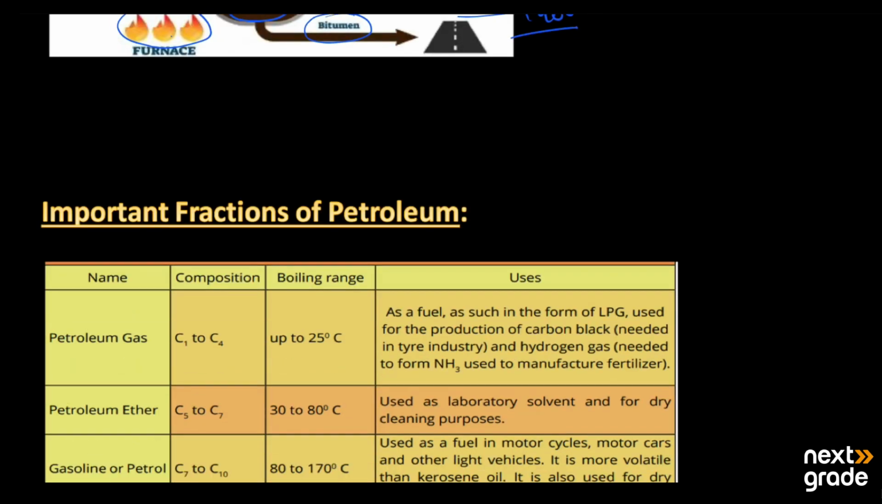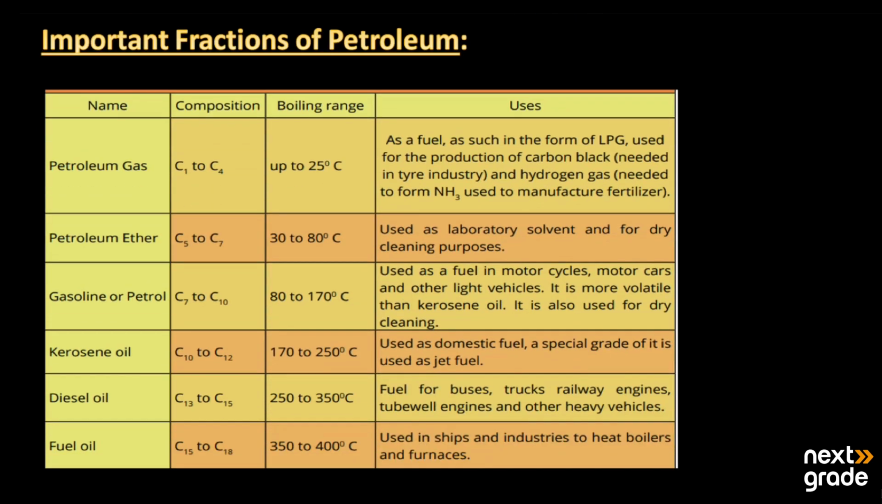Now, the fractions that we gain, how important they are, and how they can be used. Have a look at it. The first fraction we gain is the petroleum gas. Its composition is from carbon 1 to carbon 4, and its boiling point is up to 25 degrees Celsius, and it can be used as a fuel.